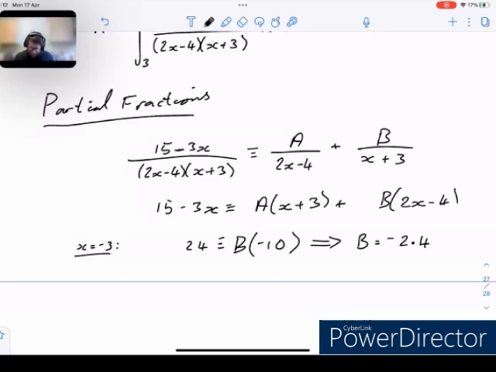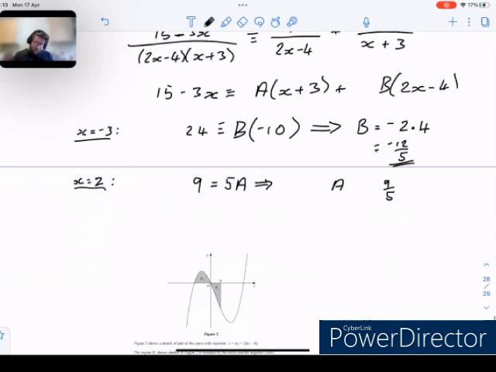Although actually we're not wanting a decimal as our answer, are we? We're wanting a log. So we probably want this as a fraction. 24 over 10 is 12 over 5. And then let's make x equal 2. Then 15 minus 3x becomes 9. A times (x plus 3) becomes 5A. So A equals 9/5.